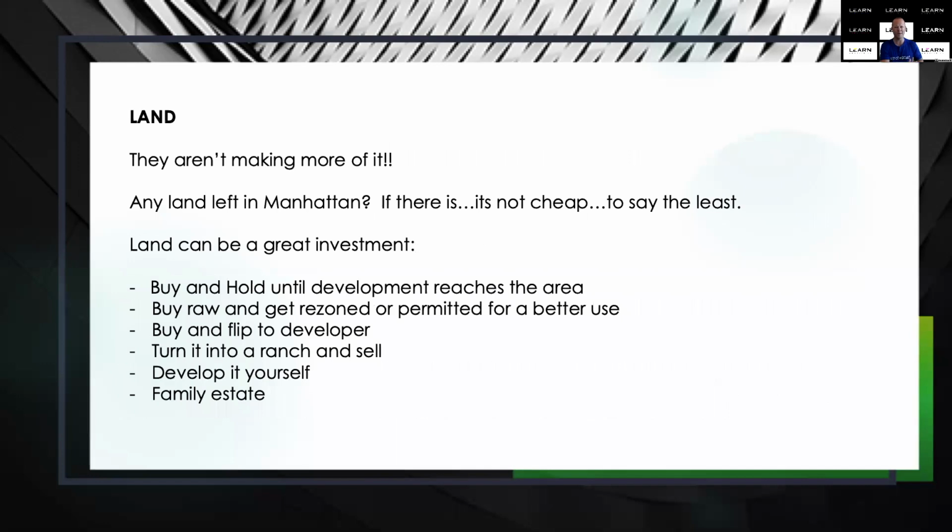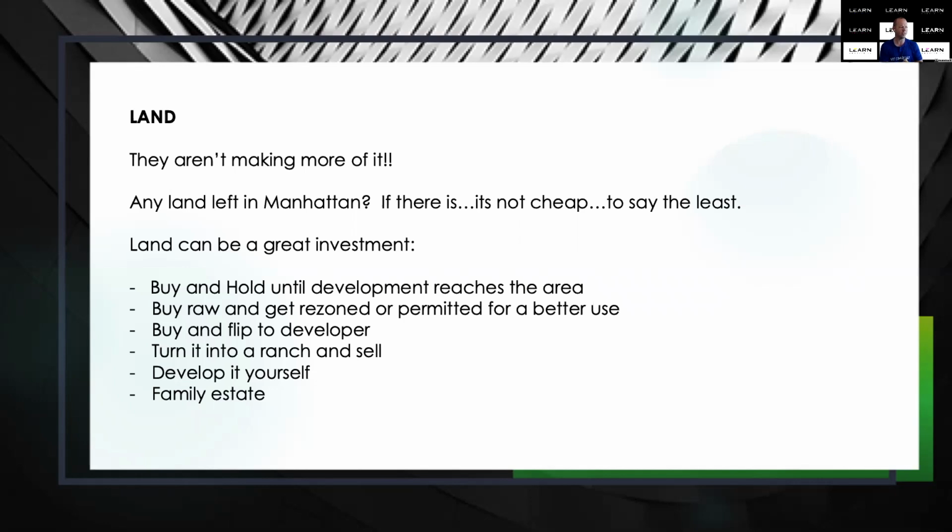All right, so let's jump into land here for a minute. They're not making more land. So if you find some great land you think has some great potential for the future, try and tie it up. Is there any land left in Manhattan? And if there is, it certainly isn't cheap, to say the least. Now, Manhattan's going through some crazy stuff right now. New York is getting hit really hard during this pandemic. So I hope they can survive this and come out somewhat stable and back on top, because it was a really, really cool city if you've never been there.